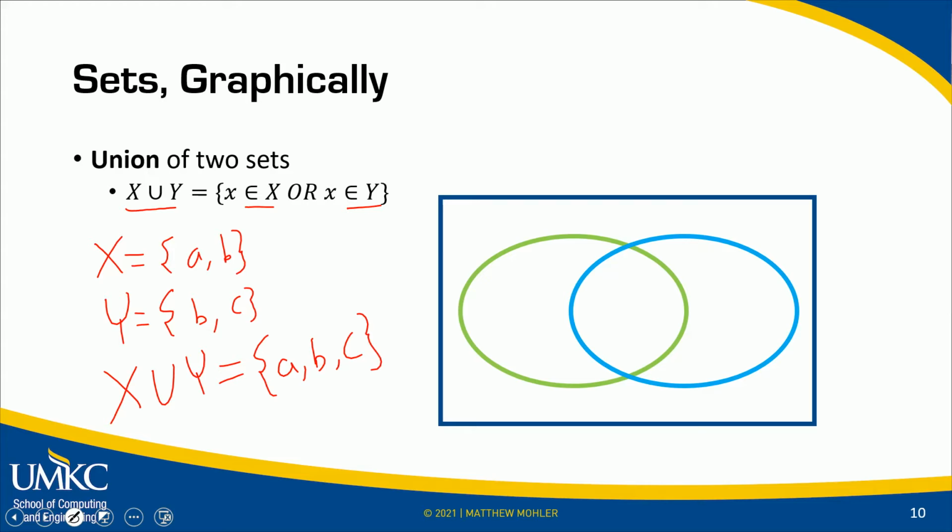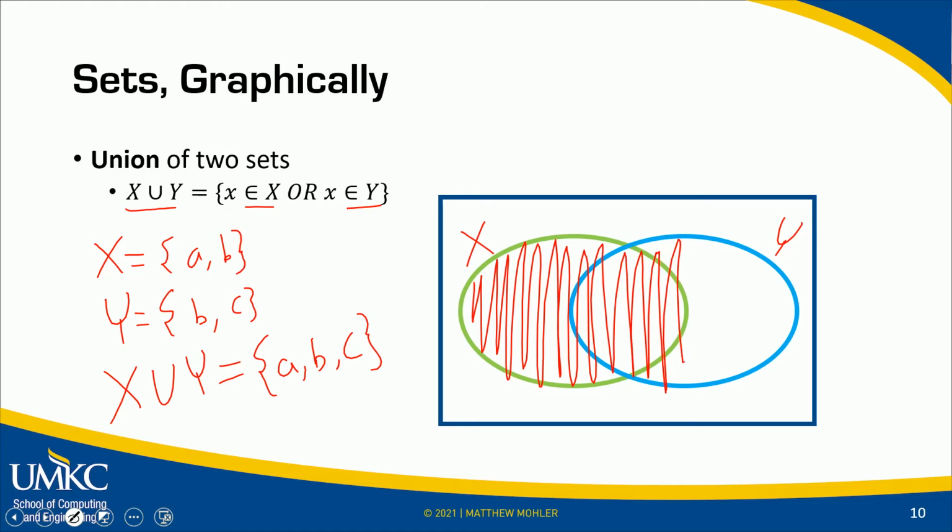Now, if we were to do this graphically, let's say that this green set over here on the left is our set X, and that the blue set is the set Y, then the area that we're looking at, or the graphical representation of this, is anything that is encompassed by X or Y. And so looking at that from a shading perspective, that is all of this area that is shaded in here. So literally everything that is part of X or is part of Y.